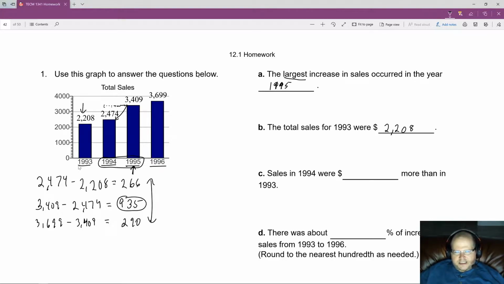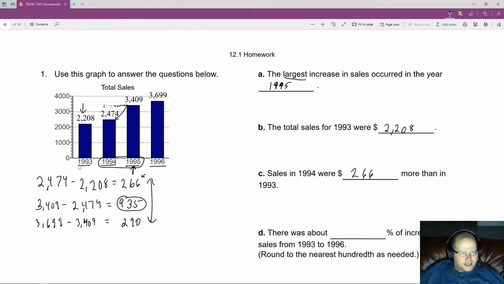Okay, so the sales in 1994 were blank dollars more than 1993. Well, we already did the calculation, so this right there is the difference. So from 1993 to 1994, the sales increased 266. So 266. There were about blank percent of increase in sales from 1993 to 1996.